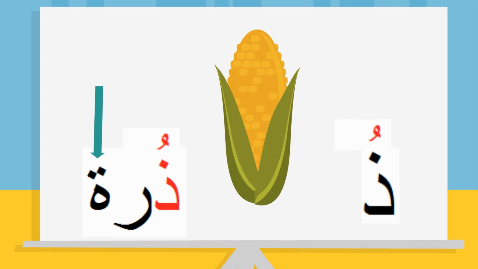Now, do you remember at-ta al-marbuta? It's a shape of a ta. It comes only at the end of the word. If a ta al-marbuta doesn't have a short vowel, and the types of short vowels I'm talking about here are al-fatha, al-dhamma, al-kasra, it's not pronounced in this case. We just pronounce the letter that comes before it. So here we say dhura.